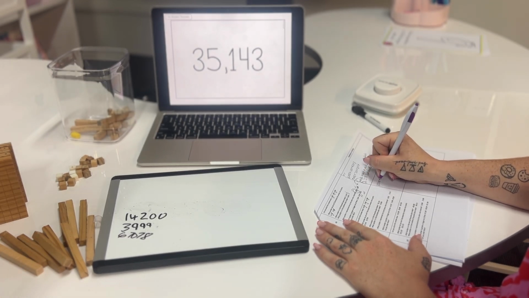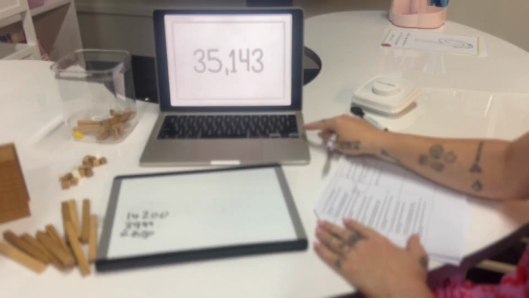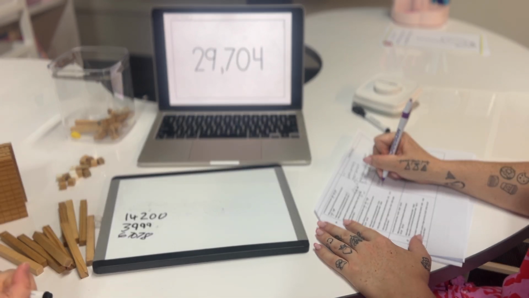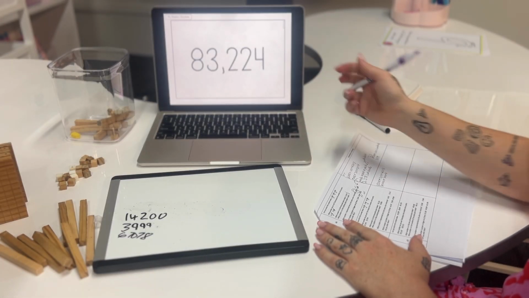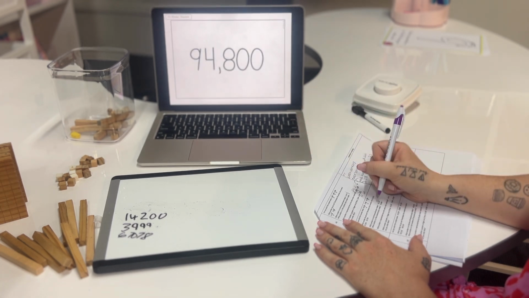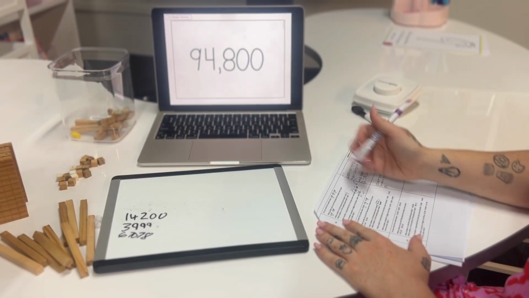35,100 plus 40 plus 3. Oh, what about this one? 29,000 plus 704. Good job. Which one is in the thousands? 83. Which one is in the hundreds? Let's see. 800. Yeah.